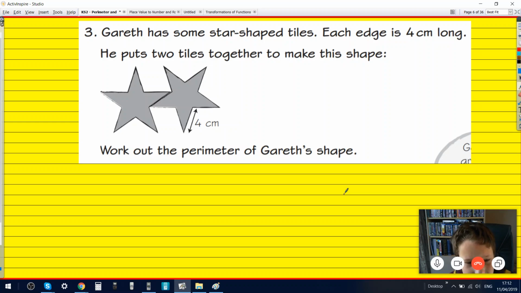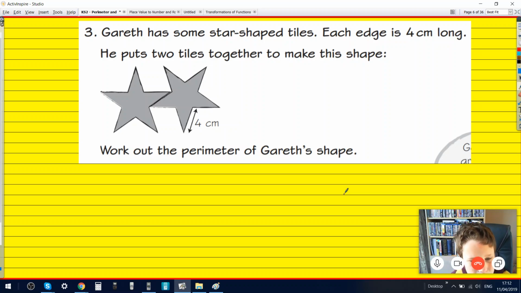Gareth has some star-shaped tiles. Each edge is 4 centimeters long. He puts 2 tiles together to make this shape. Work out the perimeter of Gareth's shape. There's a diagram in the picture showing us that one of the sides is 4 centimeters. And we need to work out the perimeter of Gareth's shape. Now to work out the perimeter, we will need to add up all of the sides together, like how long they are.